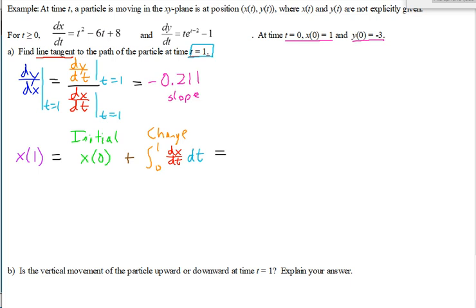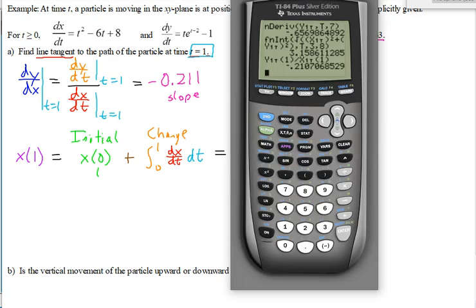We can set it up like that. And we know our initial position for the x coordinate is 1. So this would be 1 plus math, number 9, function integrate, and we want to integrate variables, y variables, parametric, x1, comma, t is our variable, comma, 0 is our lower limit, comma, 1 is our upper limit. And we get 6.333, which is really 6 1/3.